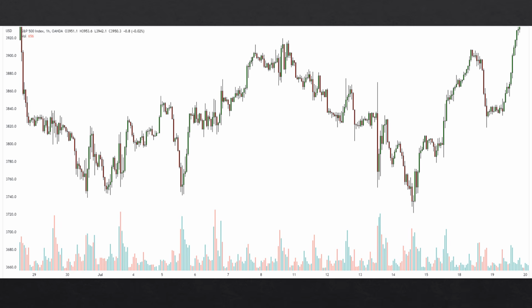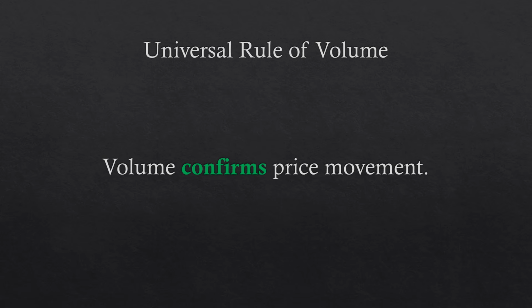The most important thing about volume comes from one of the tenets of the famous Dow theory. It's a universal rule about the relationship between price and volume. The rule is that volume confirms price movement. That means, for example, that if price is creating higher highs and higher lows in an uptrend, volume should also be increasing. In the same way, when price is creating lower highs and lower lows in a downtrend, volume should also be increasing. Let's summarize that before moving on to the idea of volume divergence.